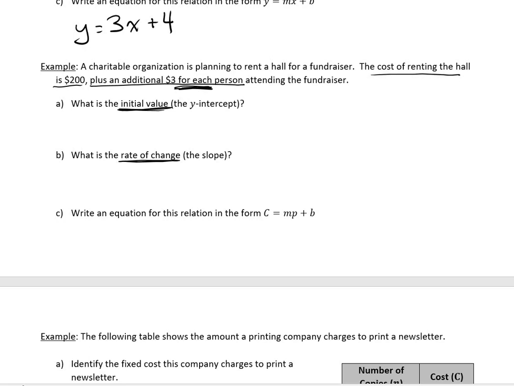We can identify our variables and things if we want to. In this case, we're going to say let C be the cost, which is going to be our y value basically, and let P be the number of people.